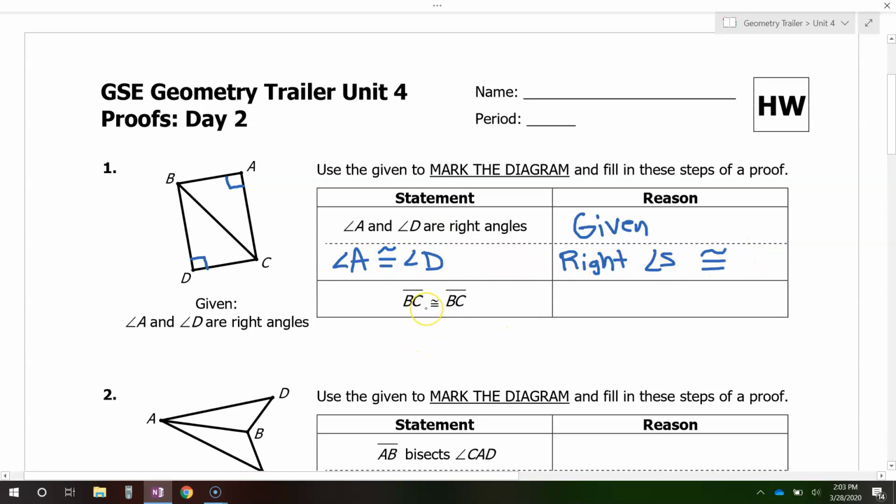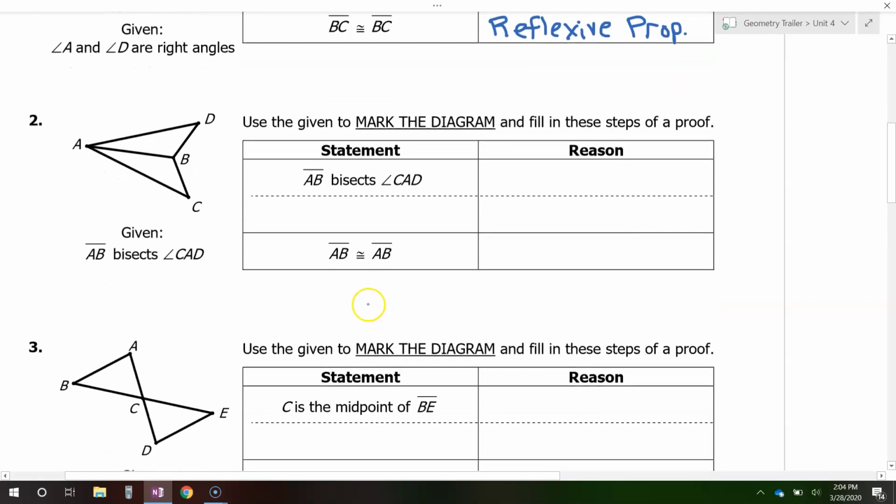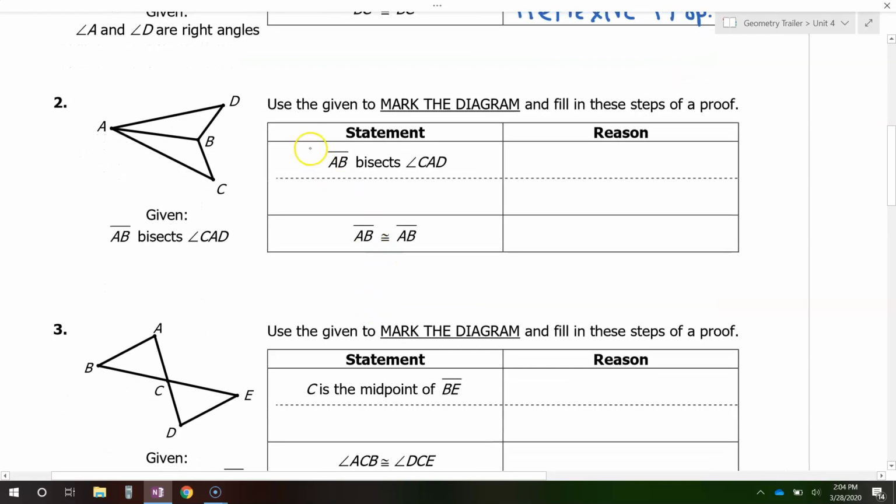All right, now, looking at the picture, we can say that BC is going to be congruent to itself because that is a shared side. But the reason you put is called the reflexive property. Okay, so this problem is not a complete proof. We're just practicing. We will get to complete proofs later on in the video. So let's keep practicing these baby steps.